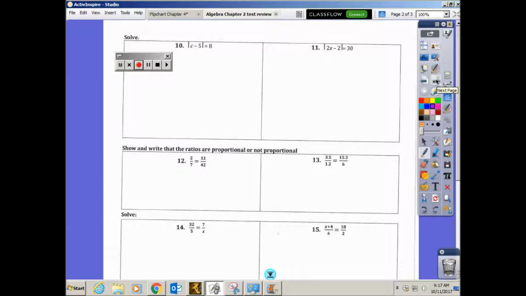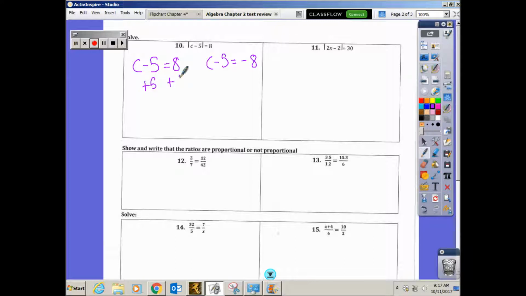For the next set of problems, I need to solve an absolute value equation. That means once I have the absolute value isolated, I need to set this to two equations. C minus 5 could equal 8, because the absolute value of 8 is 8. Or C minus 5 could equal negative 8, because if what's in here is negative 8, the absolute value of negative 8 would be 8. So I have two equations. To solve this one, I add 5 to both sides. C equals 8 plus 5 is 13. On this equation, I would add 5 to both sides also, but instead of starting with 8, starting with negative 8, negative 8 plus 5 is negative 3. So C could equal 13, or C could equal negative 3.